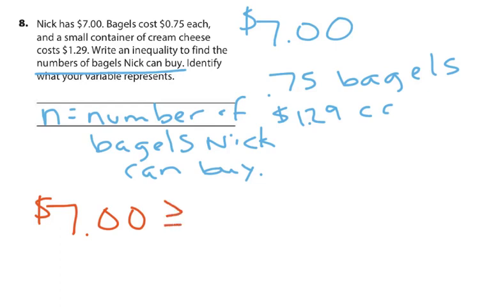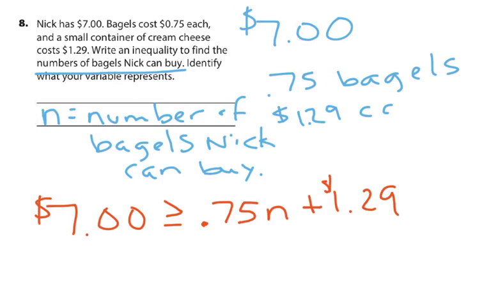$7 is the most that he can go with, and so we have it as $7 is greater than or equal to, because he can spend exactly $7, is greater than or equal to 75 cents for each bagel, right? Each bagel, we're going to multiply them because that's how many bagels he can buy, 75 cents each. If he buys 2, it's $1.50, right? And then plus the $1.29 for the cream cheese. Okay?